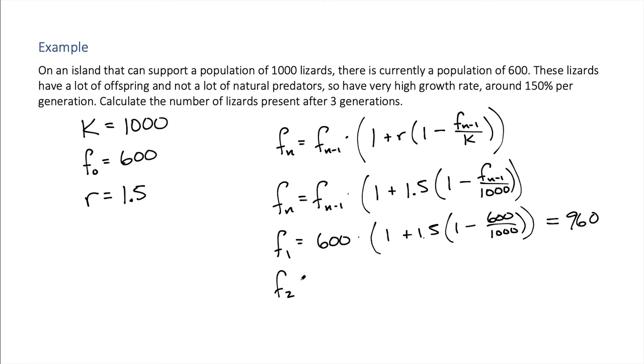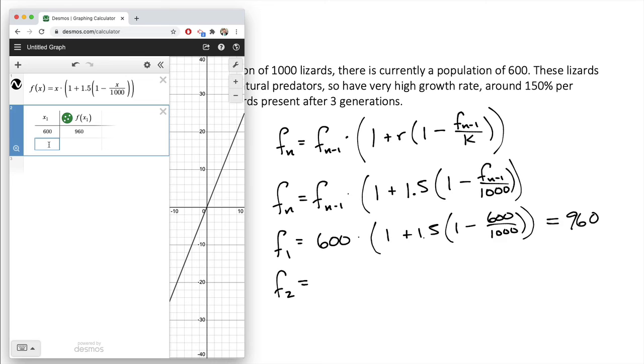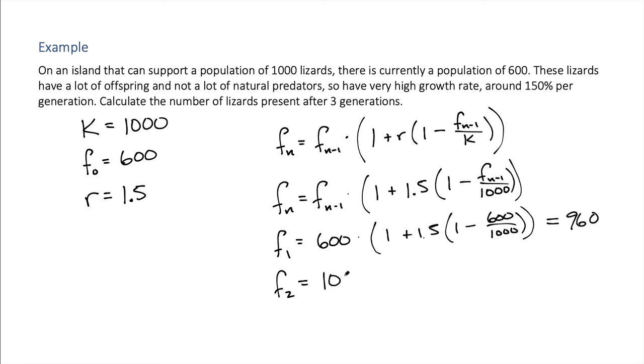To get F2, I'm just plugging 960 in now. So I go here and I plug 960 in. And notice that I've now jumped over the 1,000 carrying capacity. So round to the nearest whole number, this is 1,018. So I have 1,018 lizards, but the island can only support 1,000. So I've got to have some lizards die. Okay, we can't be growing anymore.